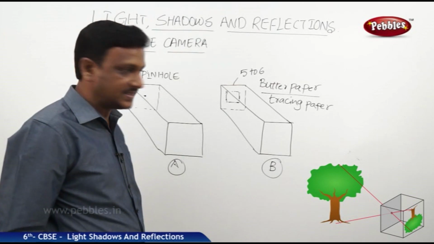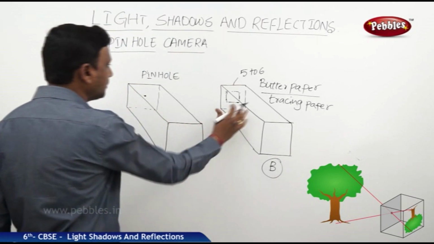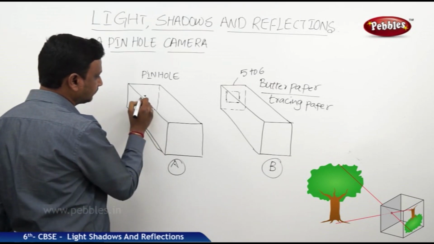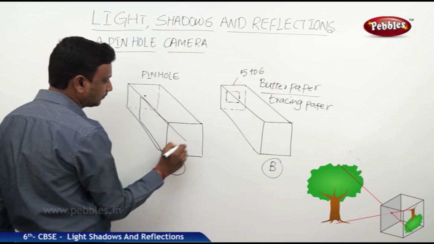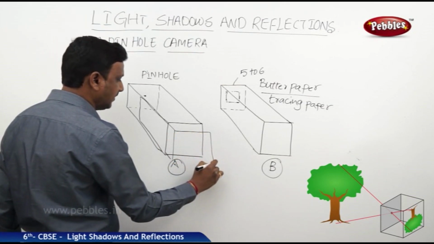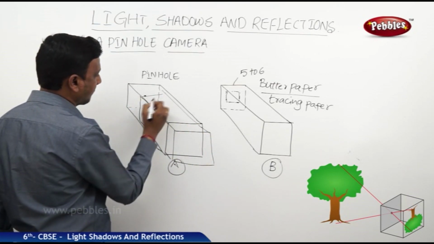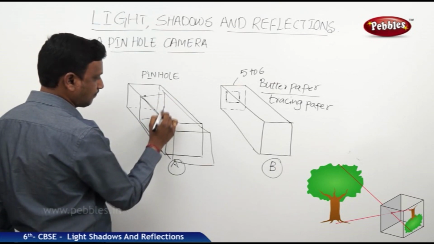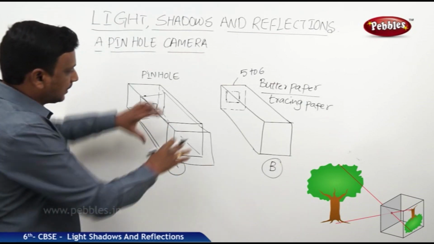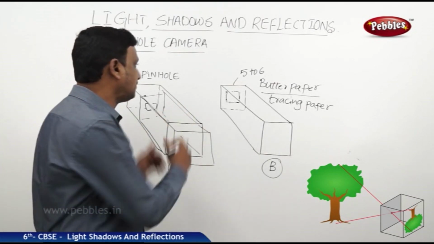So now what you are going to do is fix this inner box into the outer box this way. So you are bringing this box here. Like this it will be. So it has got the cutting here. Now you are moving the inner and outer boxes. So what you are going to do with this pinhole camera?